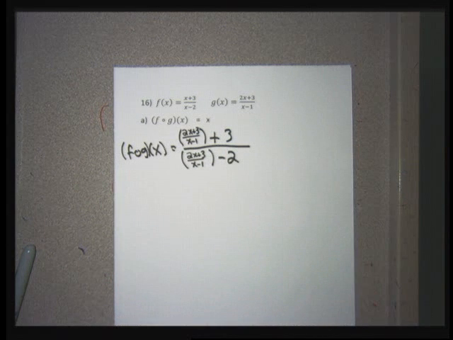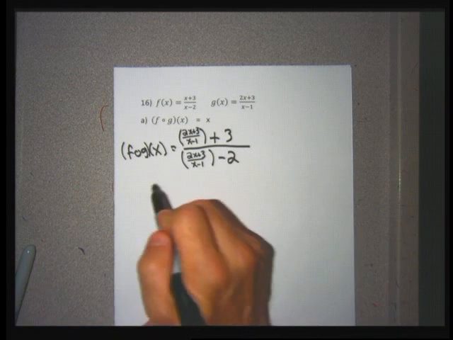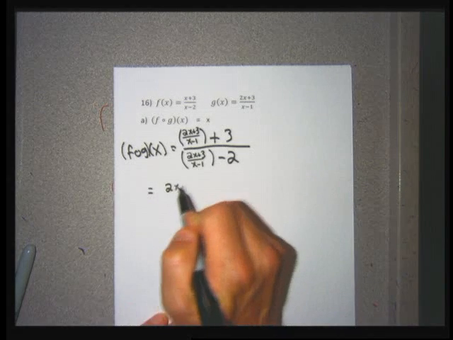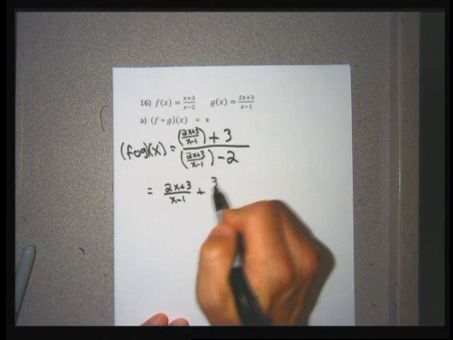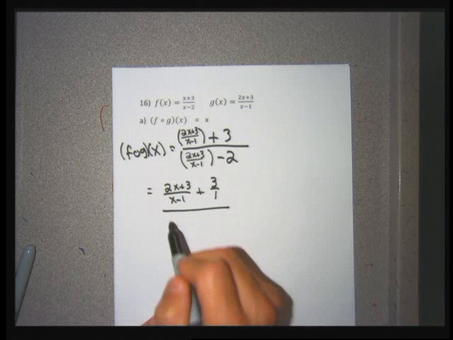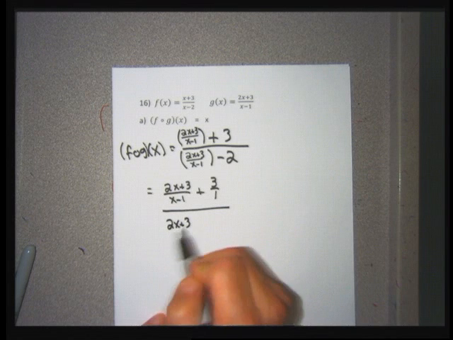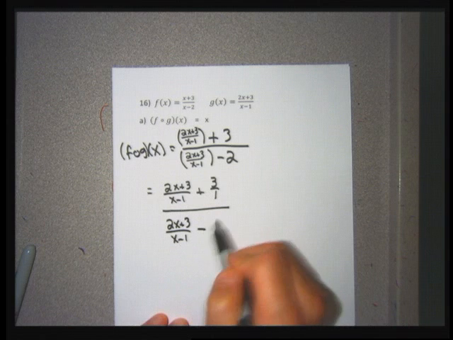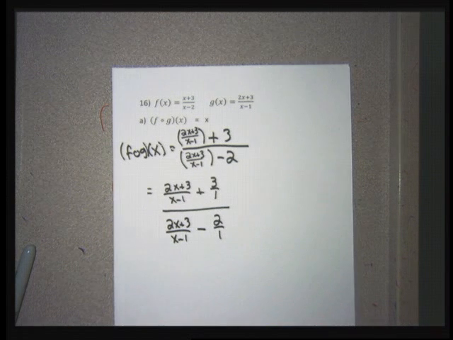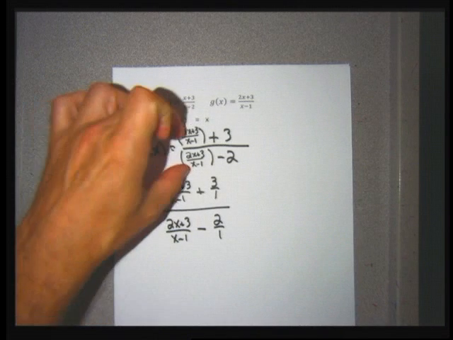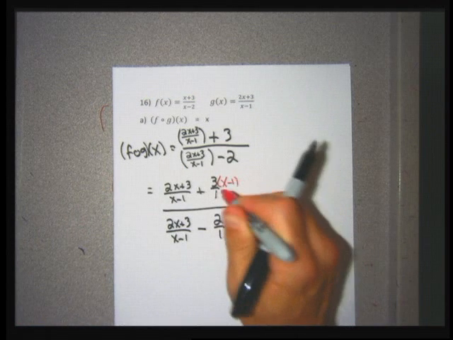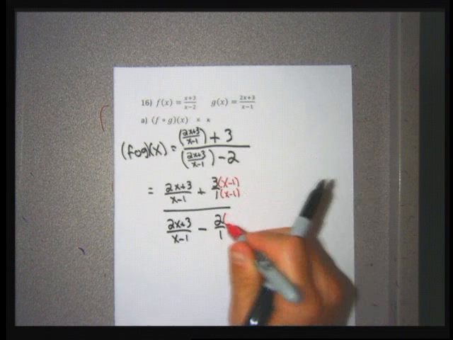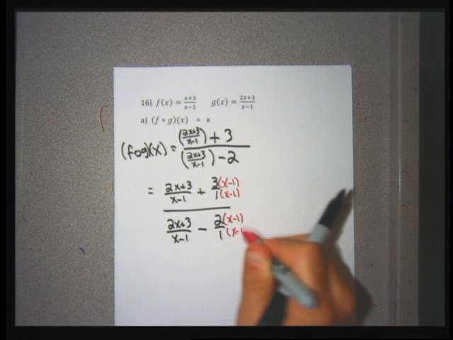Bad things here. I can't just go to the right. I'm going to go down on this one. So I'm going to say this equals 2x plus 3 over x minus 1 plus, and I'm going to write that 3 as 3 over 1, divided by 2x plus 3 over x minus 1 minus, and I'm going to write this as 2 over 1. So I'm prepping myself to get the numerator and the denominator of this messy fraction simplified. I'm going to multiply the 3 by x minus 1 over x minus 1. I'm going to multiply the 2 by x minus 1 over x minus 1.